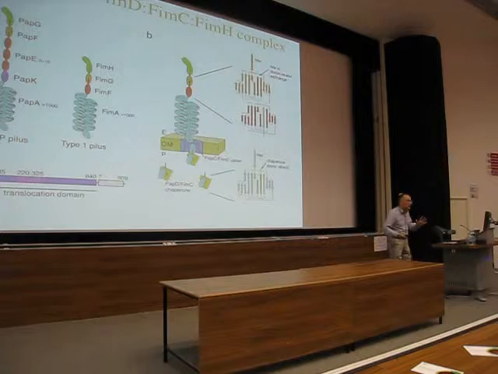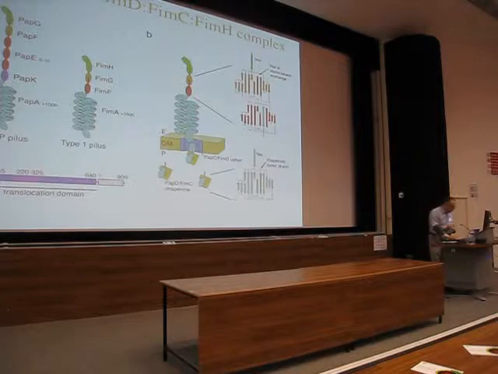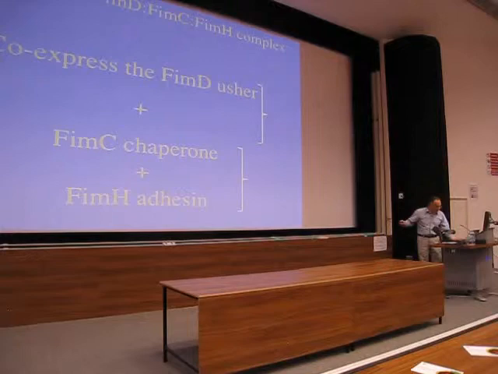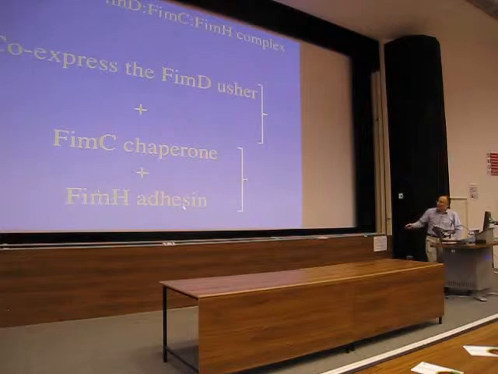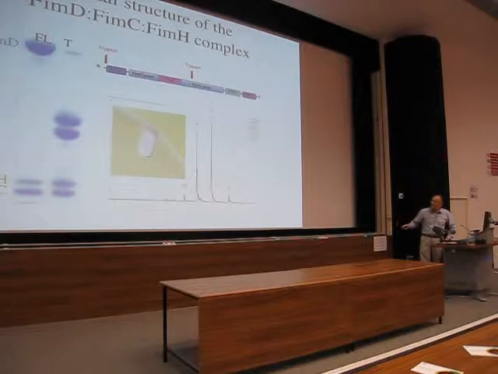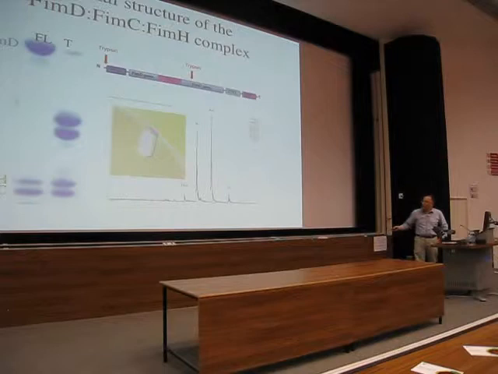We turned to this system, and what we did is co-express the usher, which in that system is called FimD, and co-crystallize the FimH subunit, the tip one, together with the chaperone, which is called FimC. So you have the usher, a chaperone, and a subunit. We were able to purify the usher together with the chaperone-subunit complex by removing a bit of the N-terminus, about 5 to 10 residues, and making a single cut on one of the loops of the pore. We were able to get crystals. This is the mass spectrometry of what we purified, showing that it's a 1-1-1 complex.